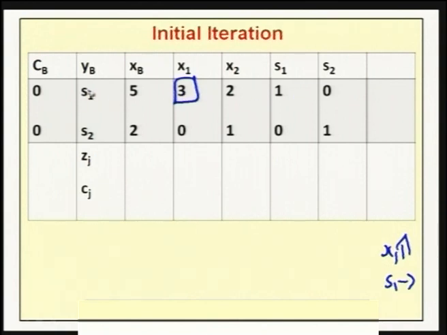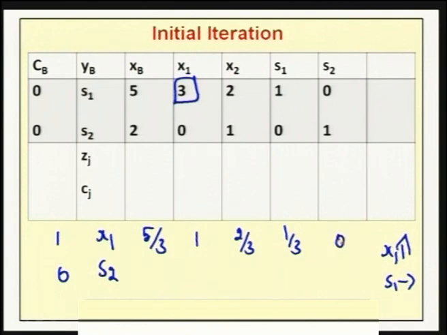Therefore, in the next table, in the place of s1 we have x1, and s2 as it is. The cost of x1 is 1 and the cost of s2 is 0. Now, our r1 dash row becomes the entire row divided by 3. Therefore, we have the corresponding xb for x1 as 5 by 3, this will be 1, this will be 2 by 3, this will be 1 by 3 and this is 0.